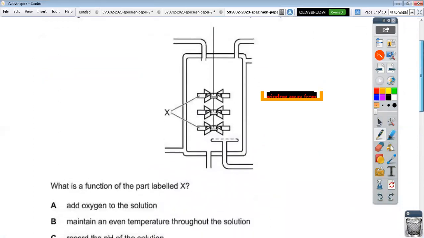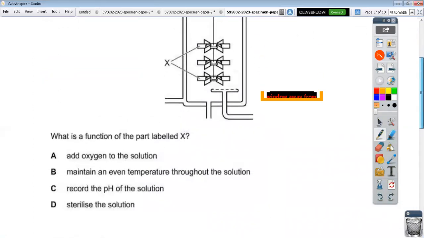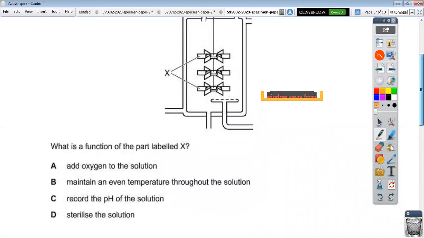What is the function of the part labeled X? What do you think? The function of the part labeled X, according to your studies. What do you think? Erica, you've been quiet for now. You said what? The B. I think, correct. D, no, not sterilize. The solution is B, to maintain an even temperature throughout the solution.